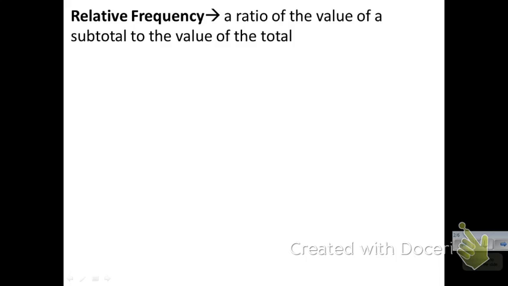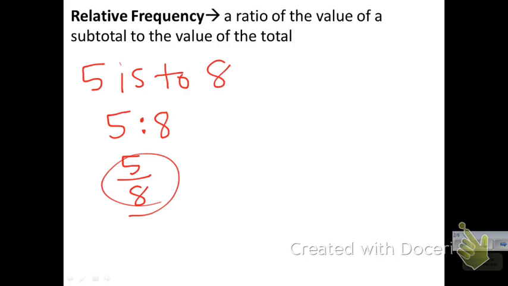So we talked a lot about what a ratio is. We can say 5 is to 8. That's one way to write a ratio. We can also write it as a fraction, 5 over 8, and this is the one that we're going to be concerned about using today in our assignment.